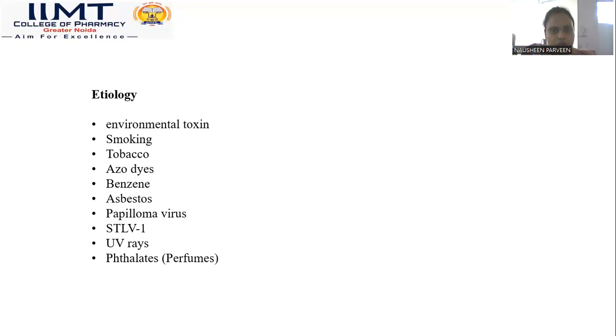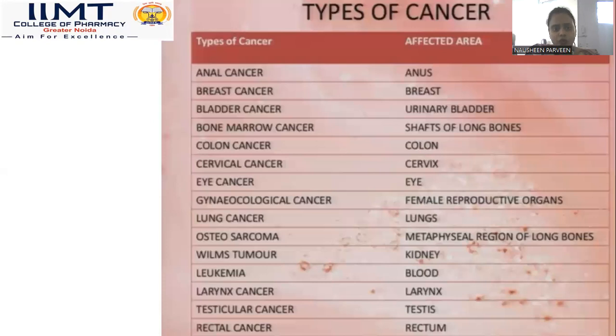Next is the etiology. Etiology: environmental toxins, smoking, tobacco, azo dyes, benzene, asbestos, papilloma virus, HTLV-1, UV rays, phthalates, or perfume. These are the etiologies.